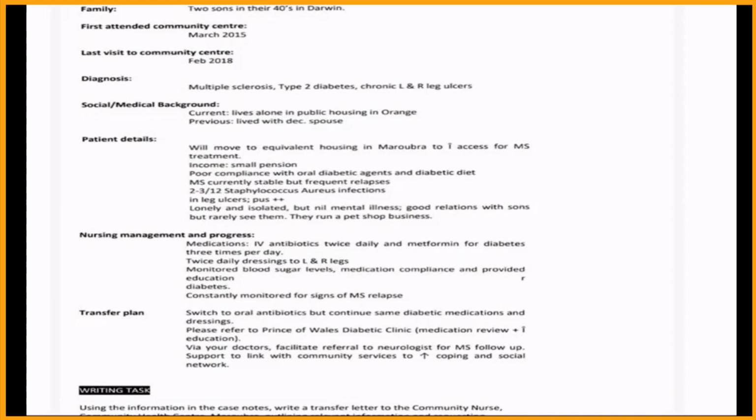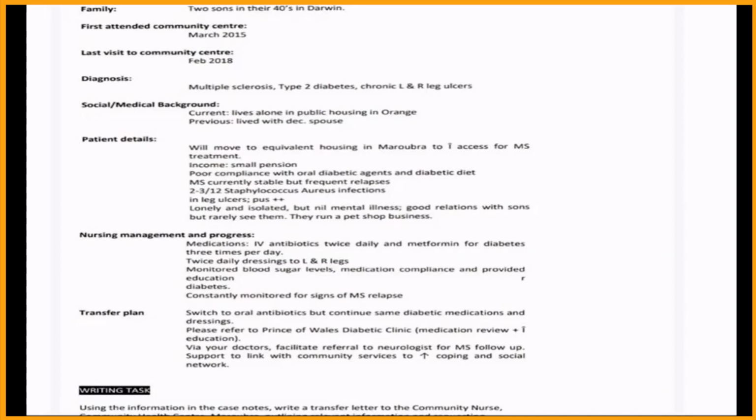Switch to oral antibiotics, but continue same diabetic medications and dressings. Please refer to Prince of Wales Diabetic Clinic, medication review plus increase education. Via your doctors, facilitate referral to neurologists for multiple sclerosis follow-up. Support to link with the community services to increase coping and social network.